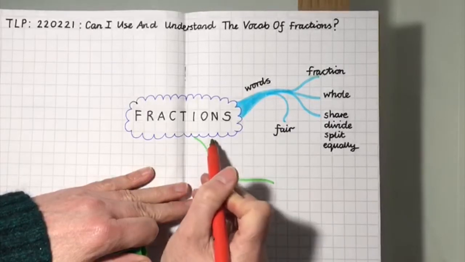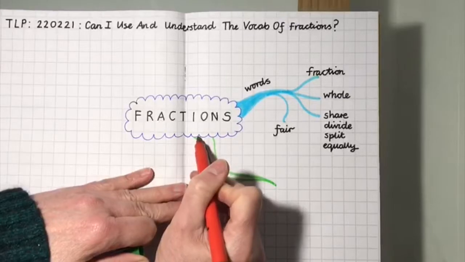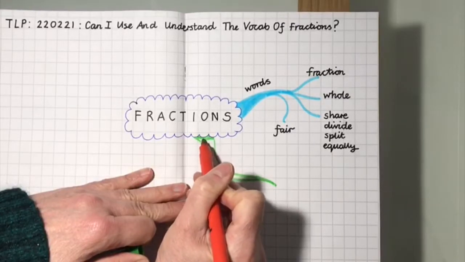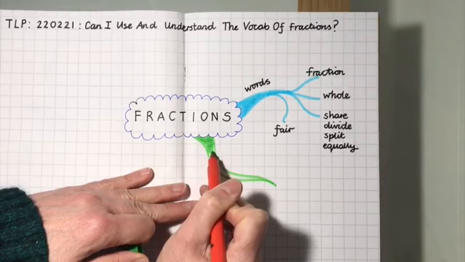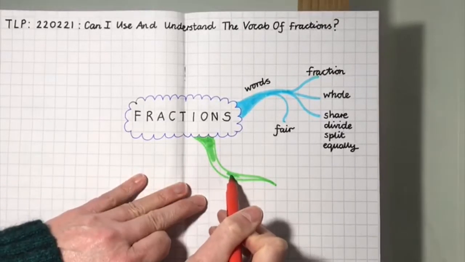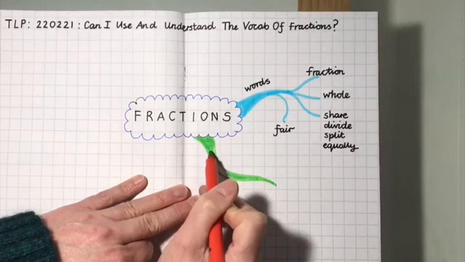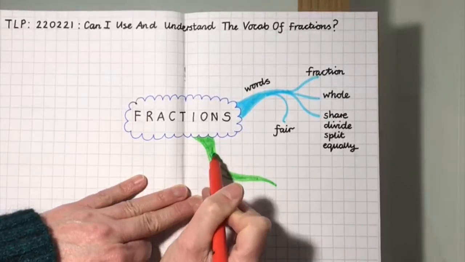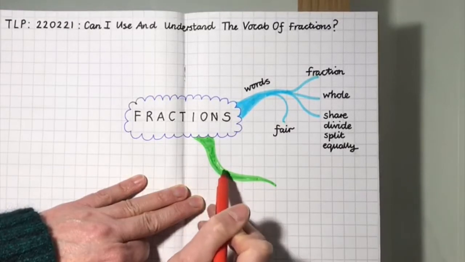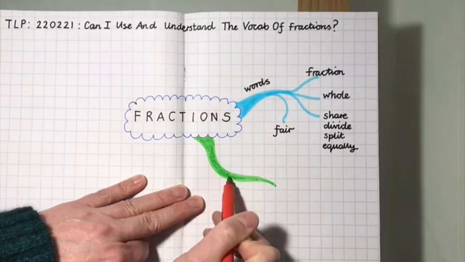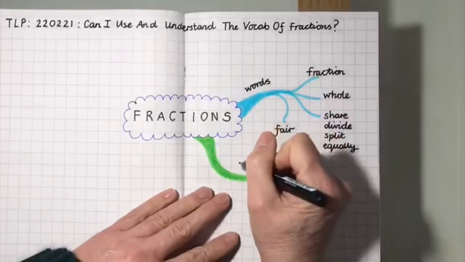I'm going to start another branch, so join in with my mind map. It's important to think about what could be the whole to start off with. We're going to start off looking at shapes, because we can use the squares in our book to draw them quite easily, so we don't need lots of equipment. So let's start off with fractions of shapes.